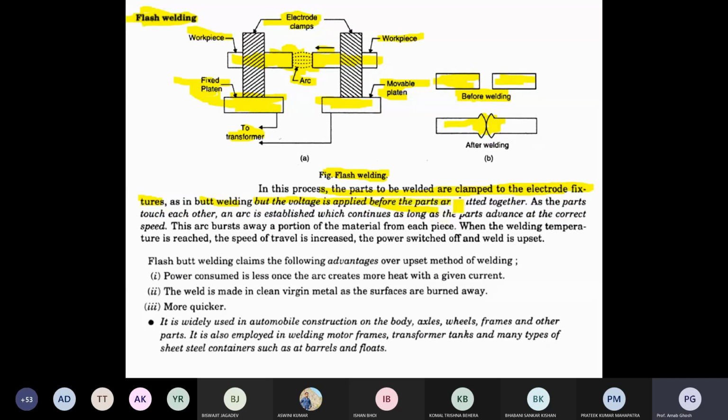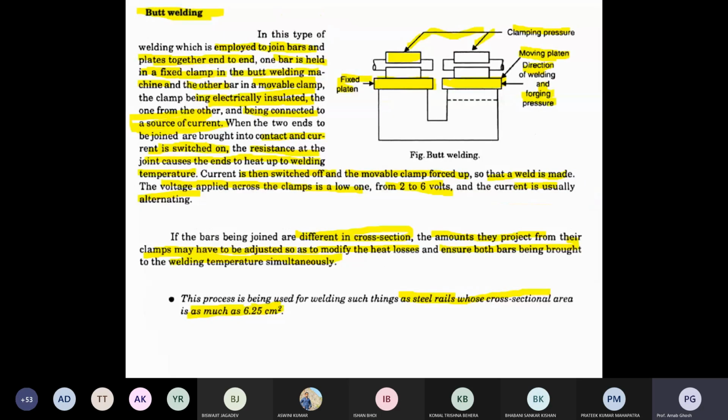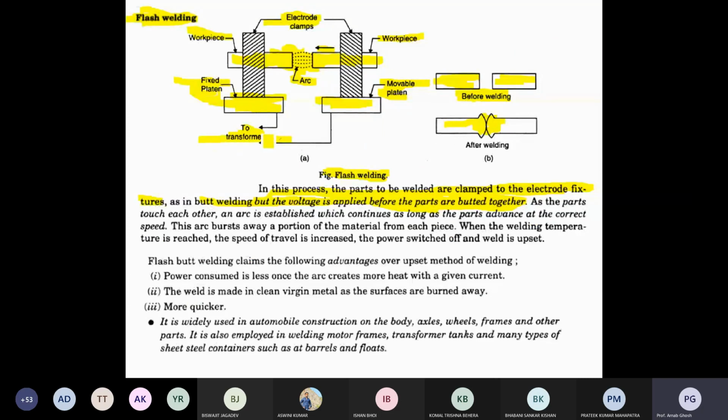So a huge voltage is applied. What is the difference from butt welding? In butt welding you apply only 2 to 6 volts, as it is written. Very little voltage, but huge current. Here high voltage is applied, which is why one transformer is implemented.